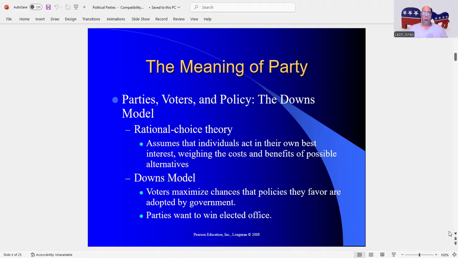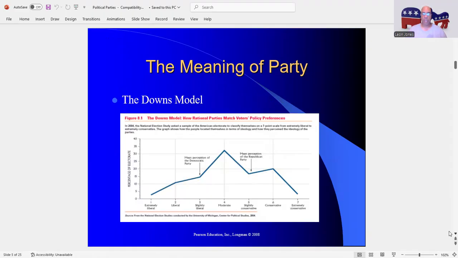Now, parties, voters, and policy, the Downs model. Now you have rational choice theory. It assumes that individuals act in their own best interest, weighing the cost and benefits of possible alternatives. Now you have the Downs model. Voters maximize chances that policies they favor are adopted by the government. Parties want to win elected office. Why? Because the winning party becomes the party in power for that term.